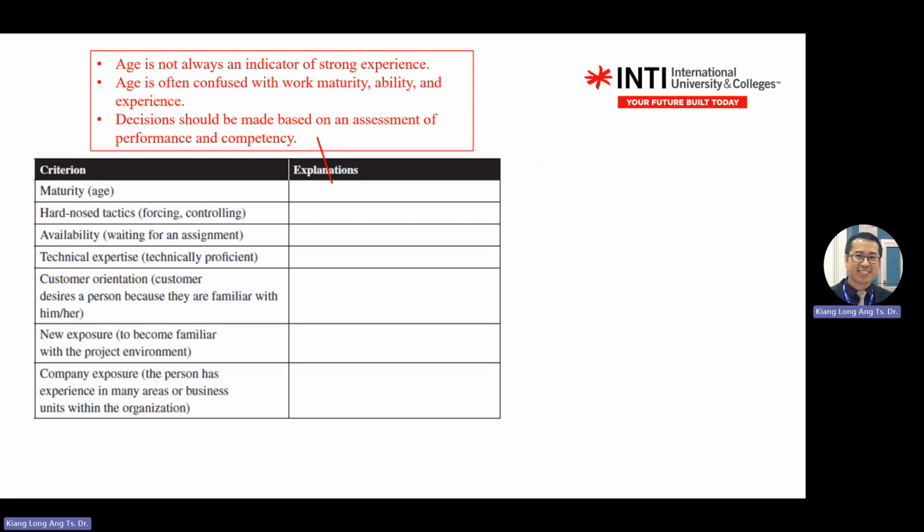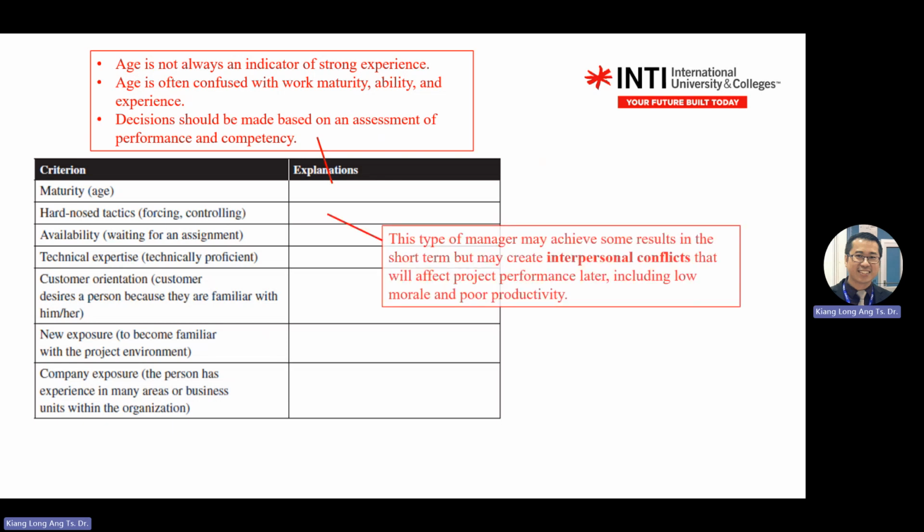I just explain. So maturity, age, you just explain that age is not an indication of strong experience, and age is often confused with work maturity, ability, and experience. Okay, decisions should be made based on assessment of performance and competency. So senior staff, old staff might not be as competent as you want, as you need. So you need to make an assessment. So the rest you read lah.